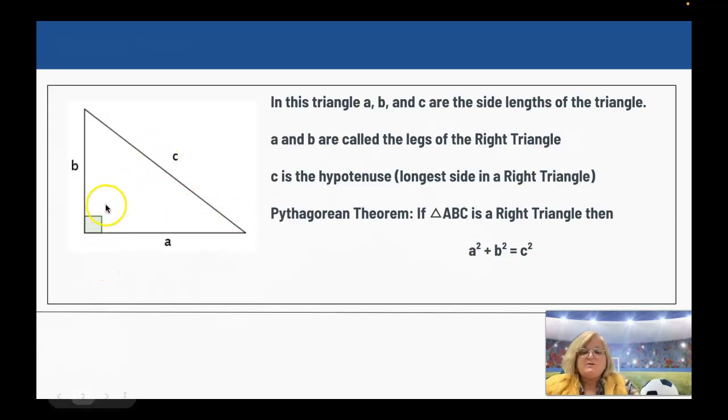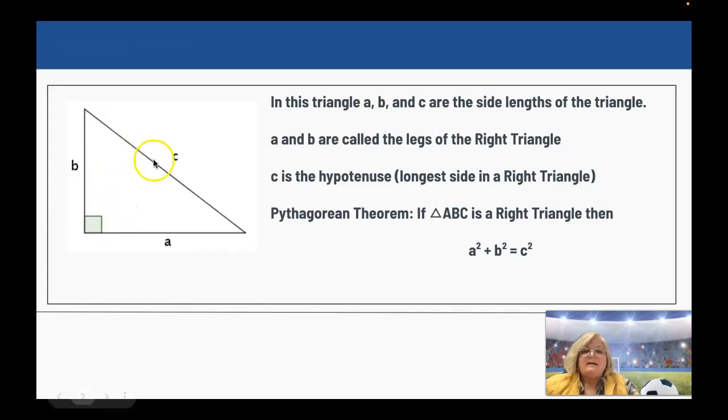Because if you have a right triangle, and this is 90 degrees, in a triangle the sum of the interior angles can only add up to 180 degrees. Between these two angles, it has to add up to 90 degrees also, because 90 and 90 is 180. So these two angles separately have to be acute angles. So this is a right triangle. When you have a right triangle, you have one right angle and you have two acute angles. The longest side is always opposite the biggest angle.